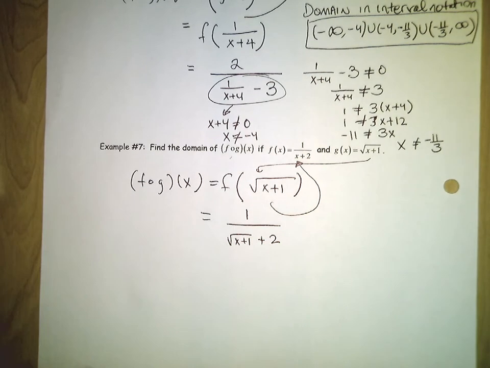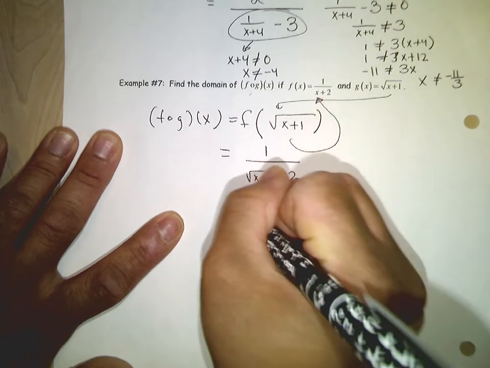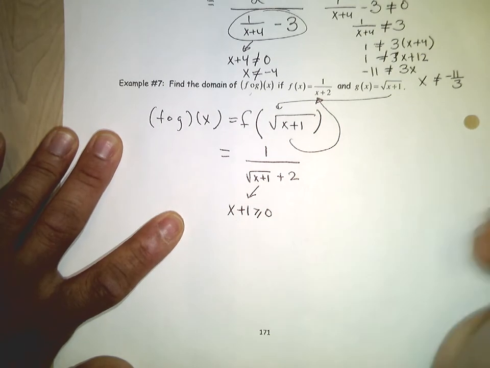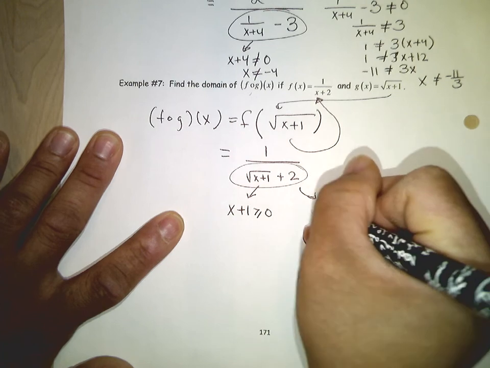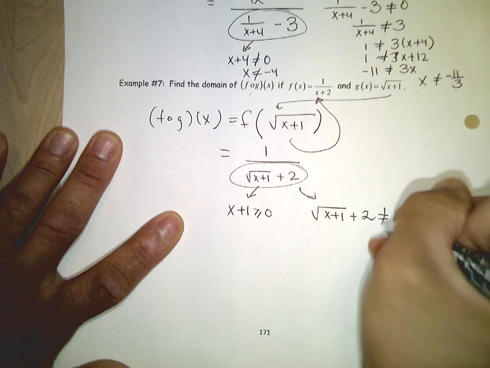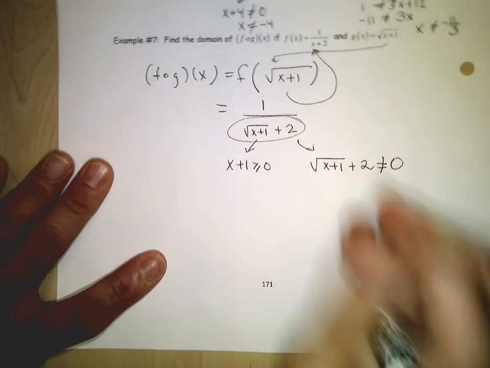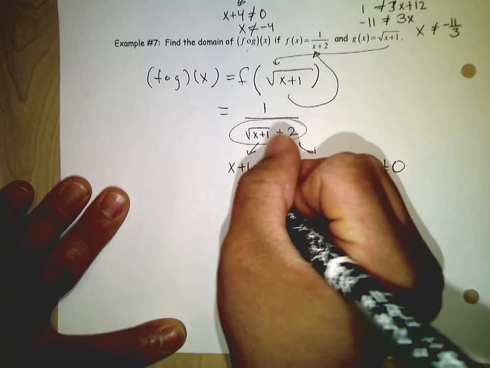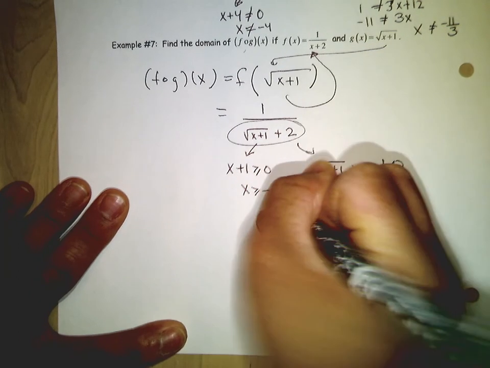And I know two things here. One of them is that what's under the square root, x plus 1, has to be greater than or equal to 0. And the entire denominator, the square root of x plus 1 plus 2, cannot equal 0. All right, so if I subtract the 1, I have x greater than or equal to negative 1.